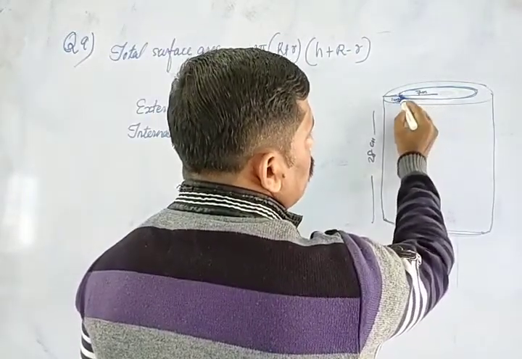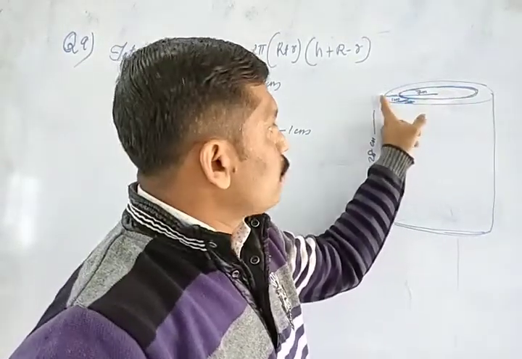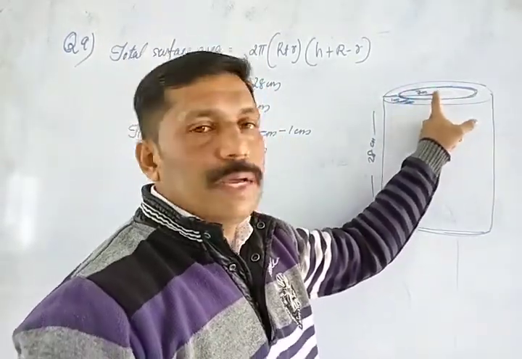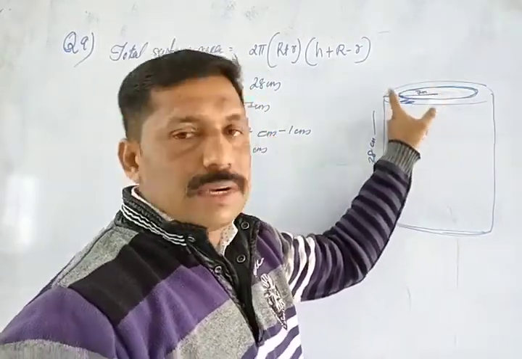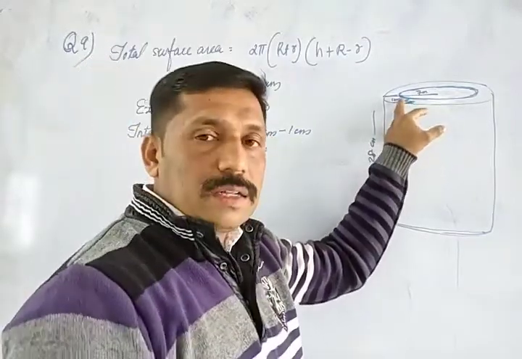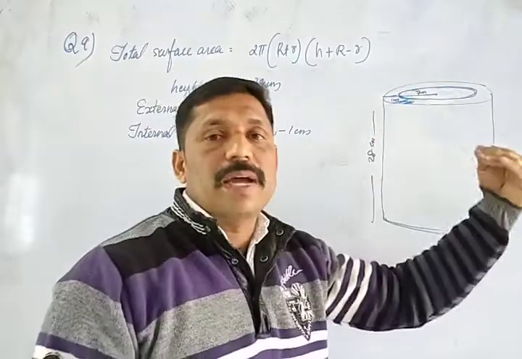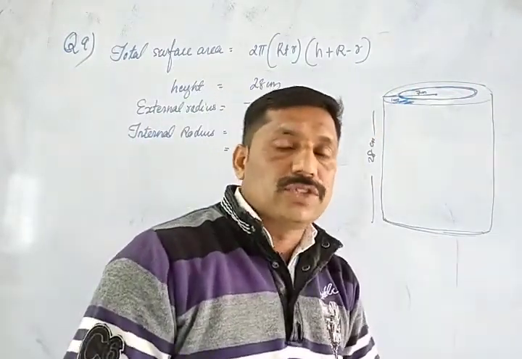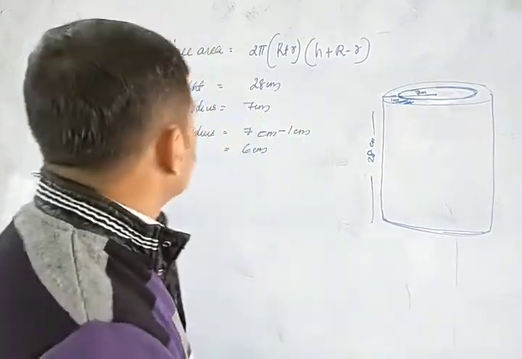So in order to get the internal radius from the external radius, we subtract the thickness, then the remaining part will be the internal radius. That means 7 minus 1. External radius 7 centimeter and the thickness is 1 centimeter. Therefore, internal radius is 7 minus 1, that is equal to 6 centimeter. Internal radius. So now we can find out the total surface area.